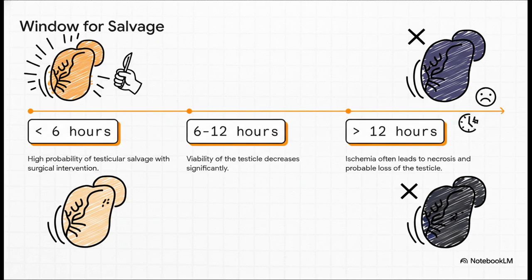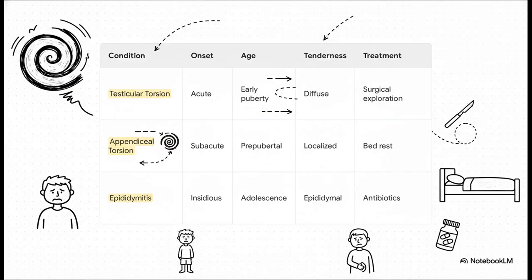The clock starts the second the pain begins. If you get to surgery in under 6 hours, the chance of saving the testicle is really high. But look what happens next. Between 6 and 12 hours, viability drops off a cliff. And if you go past 12 hours, the damage is usually irreversible. We're talking necrosis and loss of the testicle. This isn't just important, it's absolutely critical. Every single minute matters.